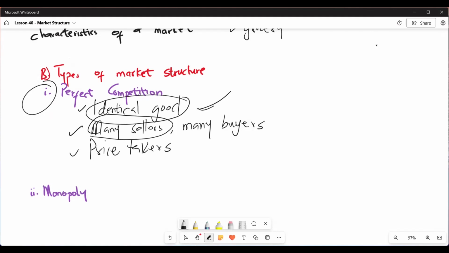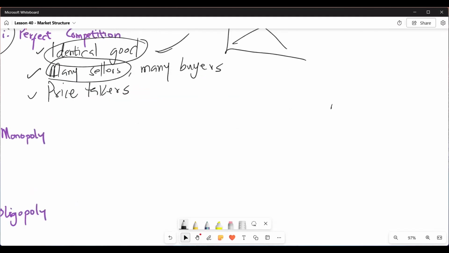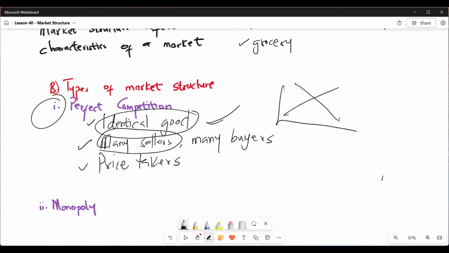What we mean by price takers is that all of the firms in this market have to charge the prevailing price. When we were doing the equilibrium in the goods market, we saw that when the demand curve and the supply curve are equal, this leads to an equilibrium in the market where we have an equilibrium price and equilibrium quantity. Now, in a perfectly competitive market, sellers are bound to sell at this price because there are a lot of them in the market.